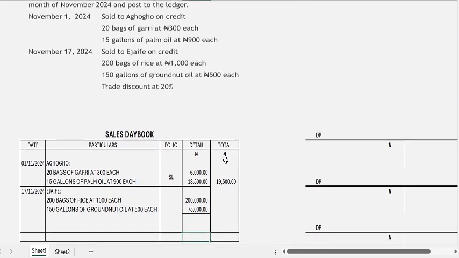So now the next item, you have a trade discount. On the first, the sales to Our was not given a trade discount, but HIFA was given a trade discount. So let's add it together: 200 plus 75,000, we have 275,000. So now we need to subtract the discount given to HIFA.